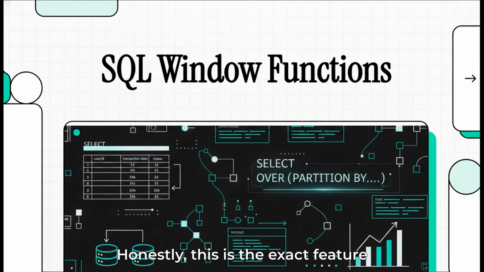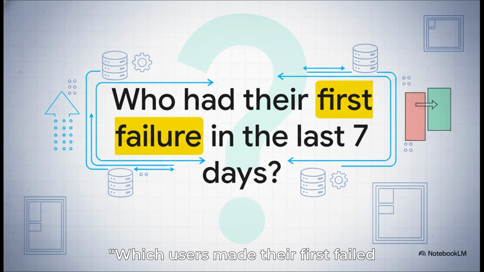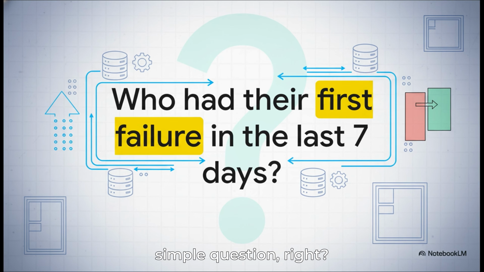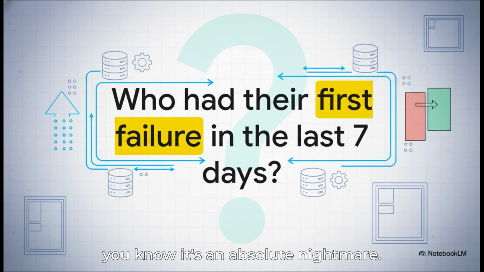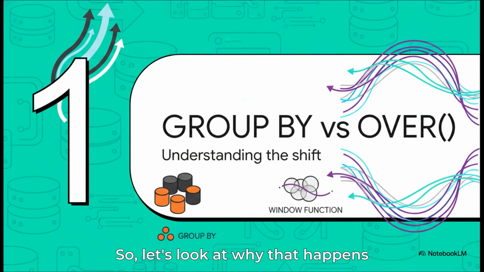Honestly, this is the exact feature that separates the engineers who just pull reports from the engineers who actually solve problems. Okay, let's dive right into this by looking at a painfully familiar scenario. A ticket comes in asking which users made their first failed transaction in the last 7 days. Sounds like a totally simple question, right? But if you've actually tried to solve this using basic select statements, a bunch of self-joins, and massive, deeply nested subqueries, you know it's an absolute nightmare. Your code becomes impossible to read, performance just completely tanks, and honestly, you're never entirely sure the data is actually right. So let's look at why that happens by comparing group by versus window functions.